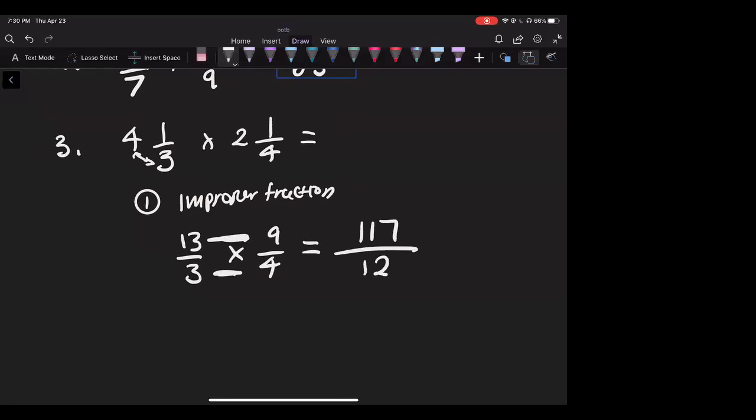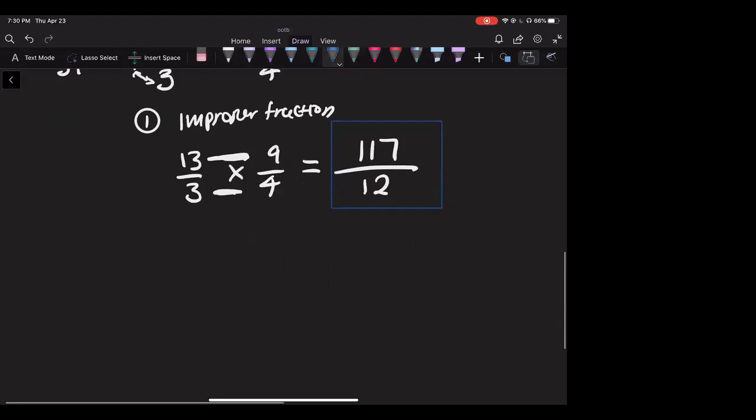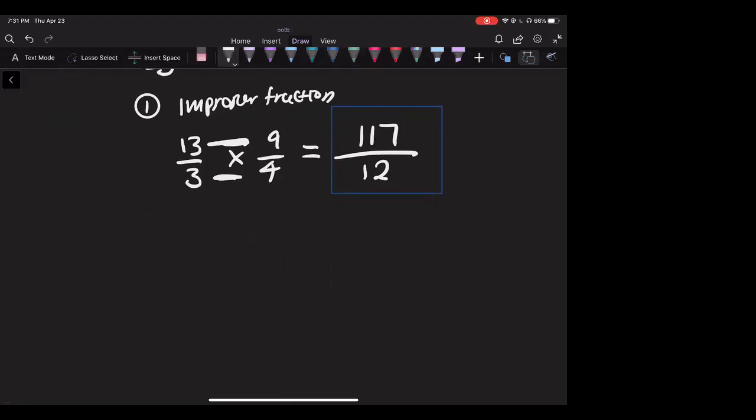Can we simplify this? No. Nothing from our common knowledge that we can, because that's an odd number and that's an even number. We can't really think of a common multiple. And then we just box it. Okay, and let's do one more question together.